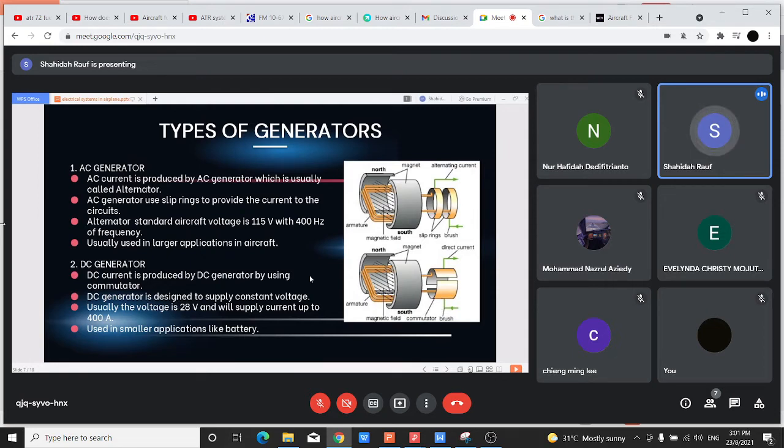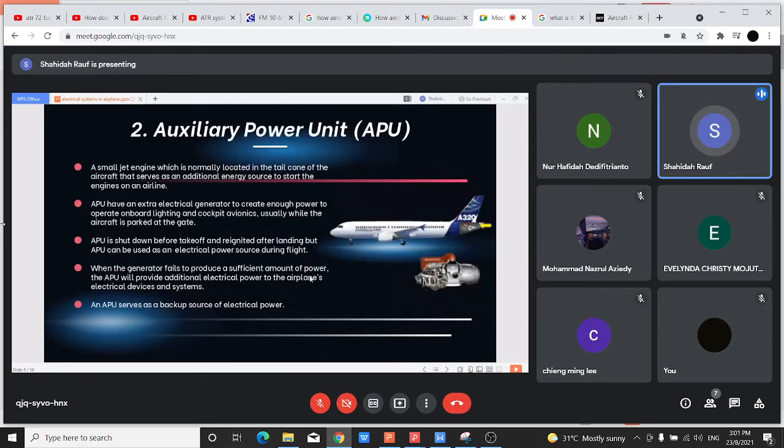The second one is the auxiliary power unit, which is known as APU. The APU is a small jet engine which is normally located in the tail cone of the aircraft that serves as an additional energy source to start the engines on an airliner. The APU has an extra electrical generator to create enough power to operate onboard lighting and cockpit avionics, usually while the aircraft is parked at the gate.